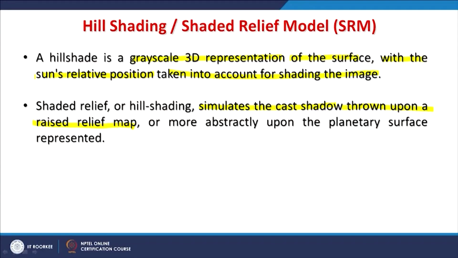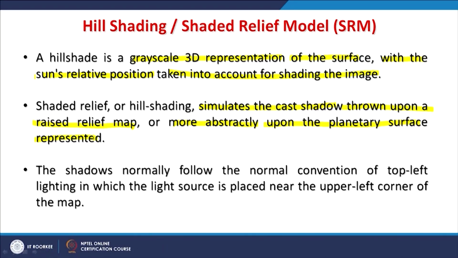So what we are basically doing is, more abstractly, upon the planetary surface represented. That means digital elevation models can be created for any surfaces, and the position of the illumination source, or the sun's relative position, we can decide by ourselves. The shadow follows the normal convention, and that normal convention is always the illumination source being kept in the top left, in which the light source is placed near the upper left corner of the map.